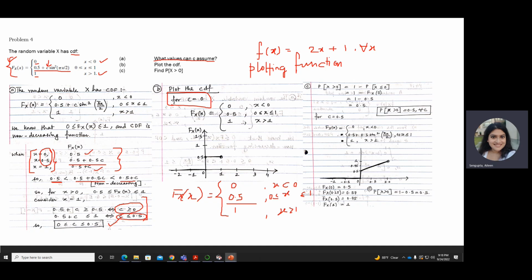So for c is equal to 0, we can have one case. But the max case, though, for 0 to 0.5, if I consider c as 0, that means this portion is 0. That means only this DC value is left. So only the DC value I've written down.